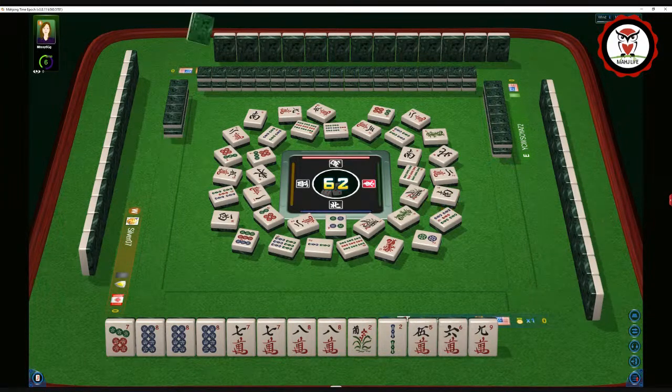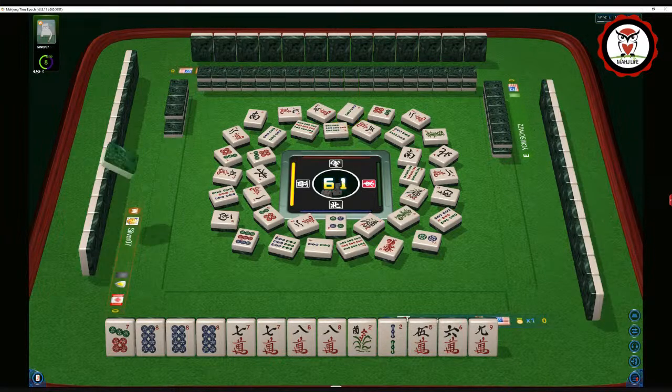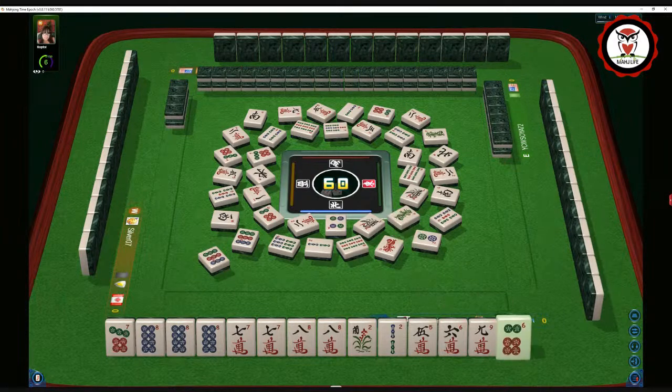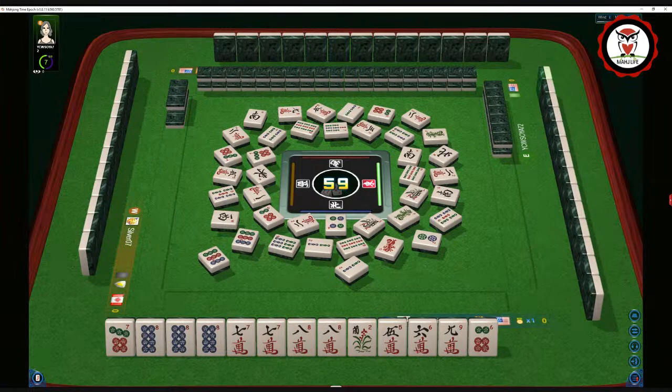South wind. 2 bamboos. 9 dots. 6 dot. Let's let the 2 go. 2 bamboos. 5 dots.